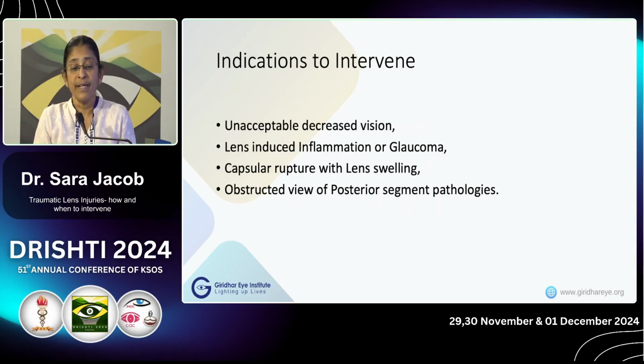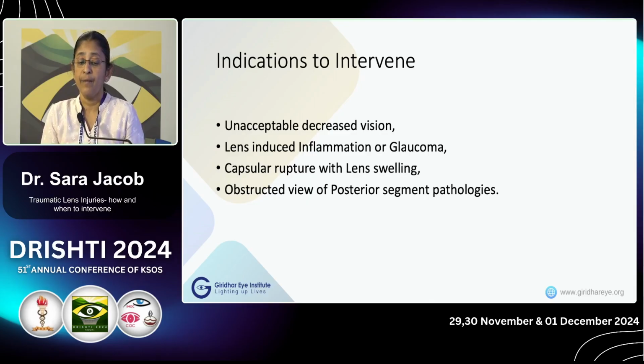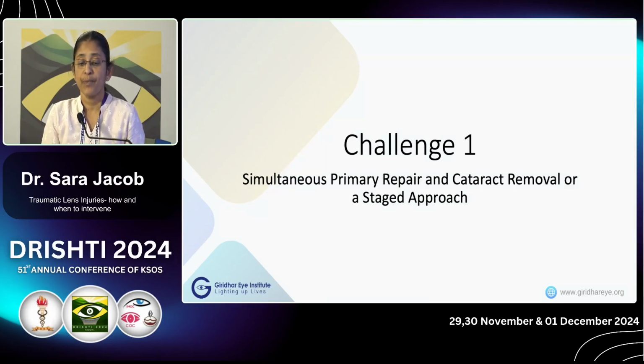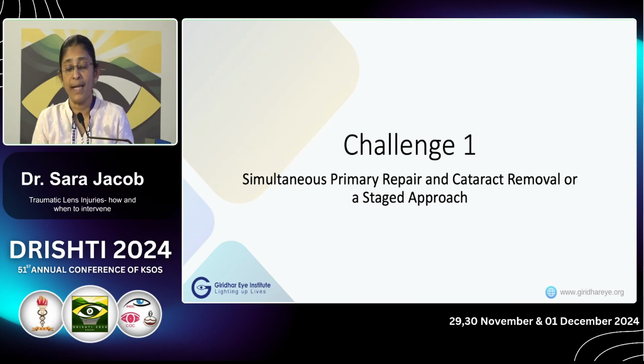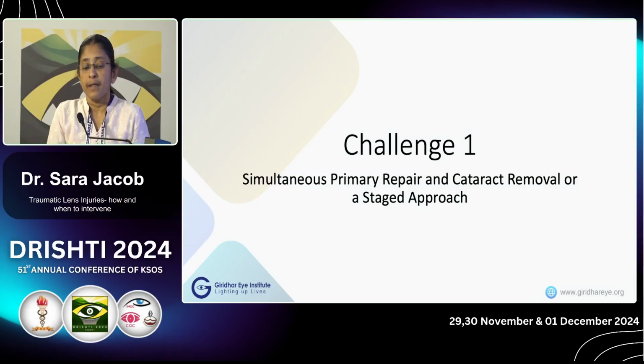When will we decide to intervene? When there is decreased vision, when there is lens-induced inflammation or glaucoma, when there is capsular rupture with lens swelling, and when there is obstructed view of the posterior segment pathologies. So we will consider a few challenges while dealing with traumatic lens injuries. Whether we have to go for a simultaneous primary repair and cataract removal or a staged approach.